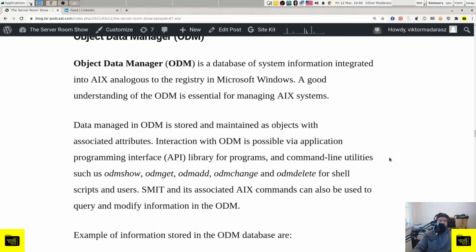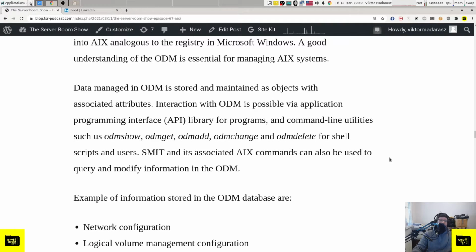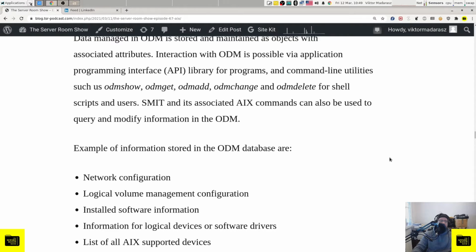Data managed in ODM is stored and maintained as objects with associated attributes. Interaction with ODM is possible via an application programming interface (API) library for programs, and command line utilities such as odmshow, odmget, odmadd, odmchange, and odmdelete for shell scripts and users. SMIT and its associated AIX commands can also be used to query and modify information in the ODM. SMIT, which I've just mentioned and which I mentioned in the last part of episode 67.